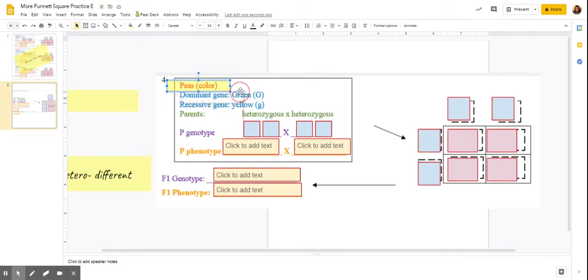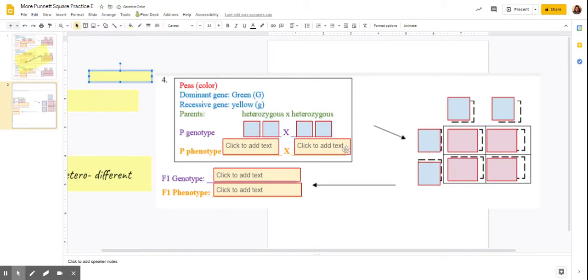Underneath that, you're going to see two different descriptions and letters. So notice that in this problem, we're going to be using the letter G. The dominant gene, or the capital letter, is going to be standing for green. And the recessive, or the lowercase letter, is going to be standing for yellow. So we have big G and little g. So it's really important that you're using those when you're setting up your problem.